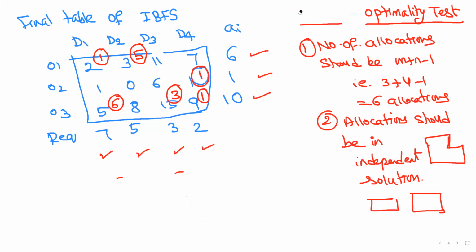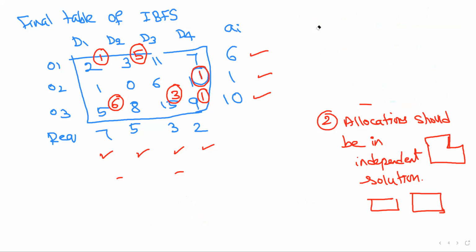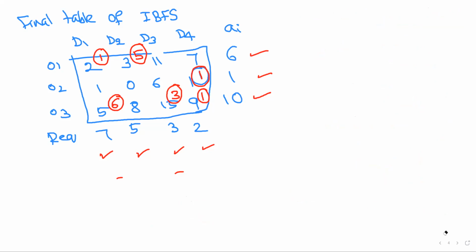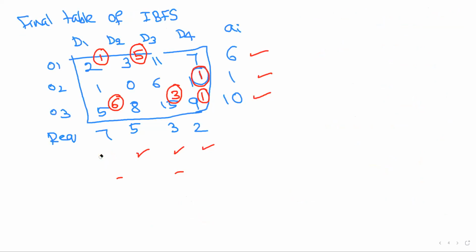So for the optimal test, the number of allocations should be m plus n minus 1. Yes, we have 6 allocations. Now all the allocations are in independent position. Independent position means they should not form any closed loop. Now, stepping stone method. Let's keep the heading: stepping stone method.